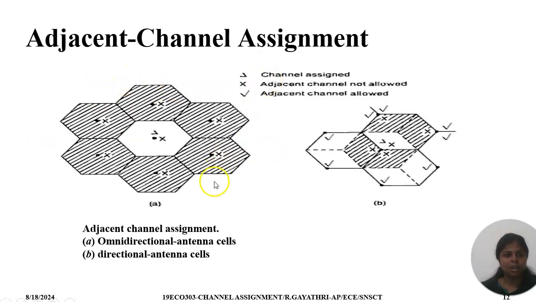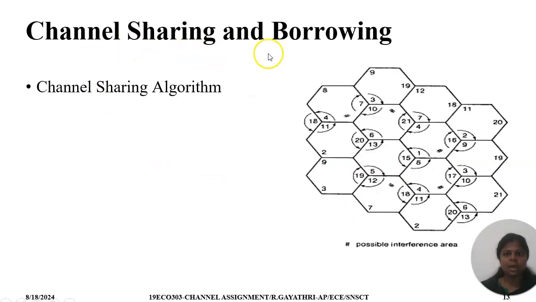In adjacent channel assignment, the first figure represents omnidirectional antenna cells and the second represents directional antenna cells, where the cases of adjacent channels not allowed and adjacent channels allowed are represented in different patterns. Then in channel sharing and borrowing, we use the channel sharing algorithm, where we have groups of clusters and the hash symbol represents the possible interference area.